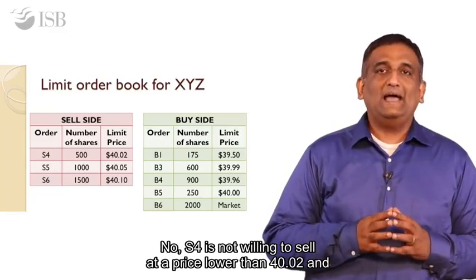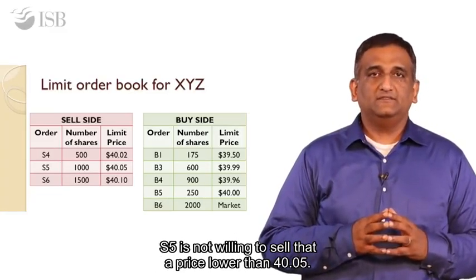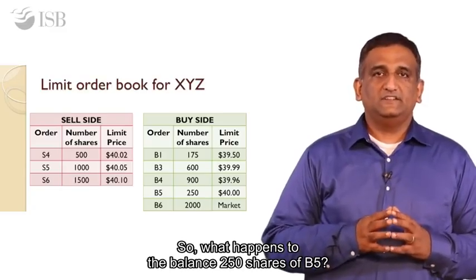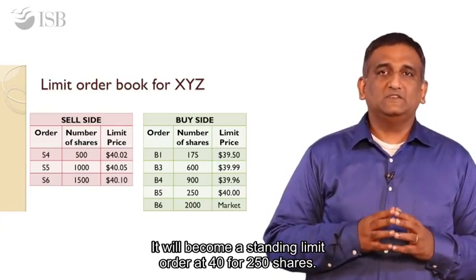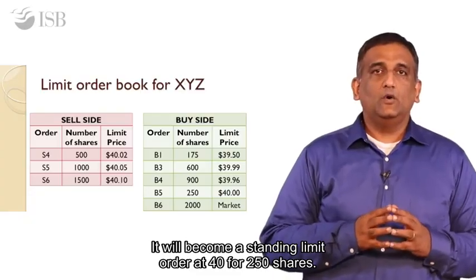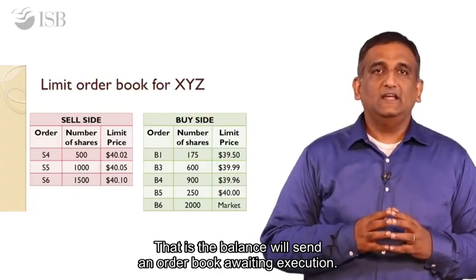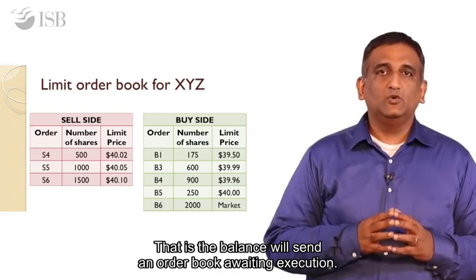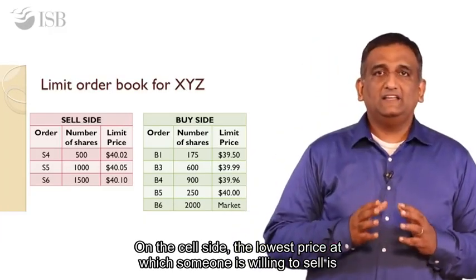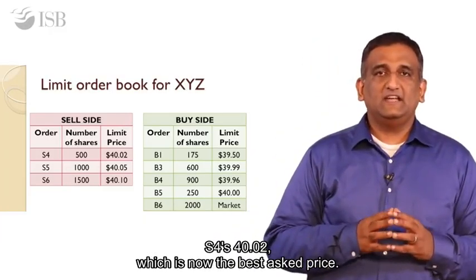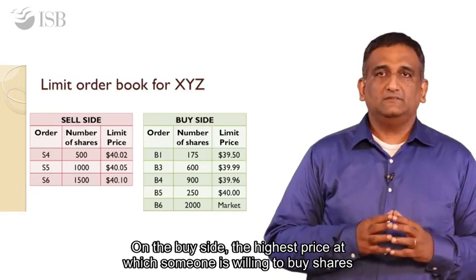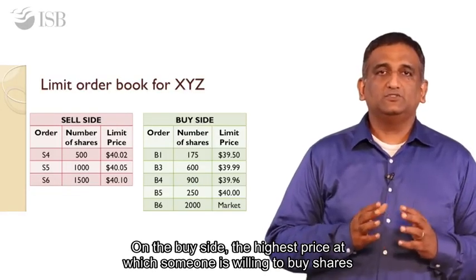So what happens to the balance 250 shares of B5? It will become a standing limit order at 40 for 250 shares. That is, the balance will sit in the order book awaiting execution. On the sell side, the lowest price at which someone is willing to sell is S4's 40.02, which is now the best ask price. On the buy side, the highest price at which someone is willing to buy shares is now B5's 40, which becomes the new best bid price. The bid-ask spread is now 2 cents.